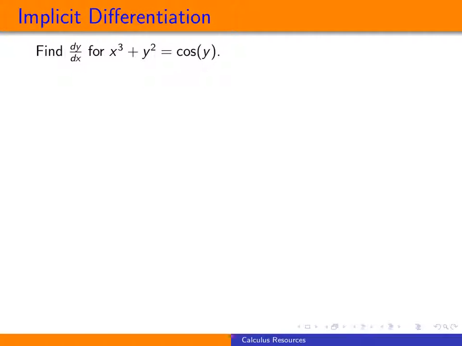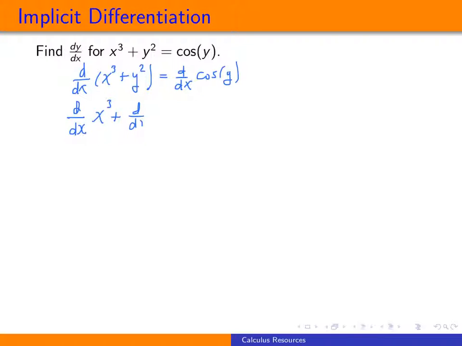So in order to do so, let's just differentiate both sides with respect to x. So we'd have the derivative of x cubed plus y squared is equal to the derivative with respect to x of cosine y. Now on the left-hand side, we have a derivative of a sum, which we know we can write as a sum of derivatives. So let's make this the derivative of x cubed plus the derivative with respect to x of y squared, and this is all still equal to the derivative with respect to x of cosine y. So let's just work our way from left to right.